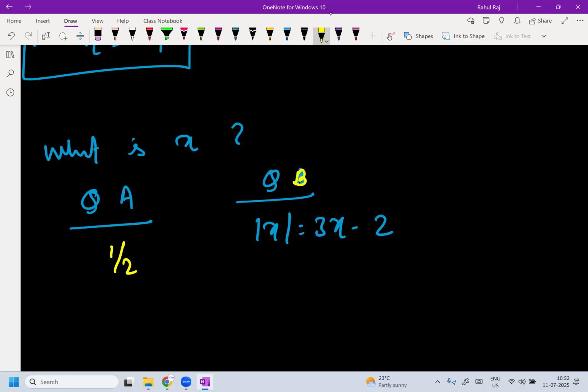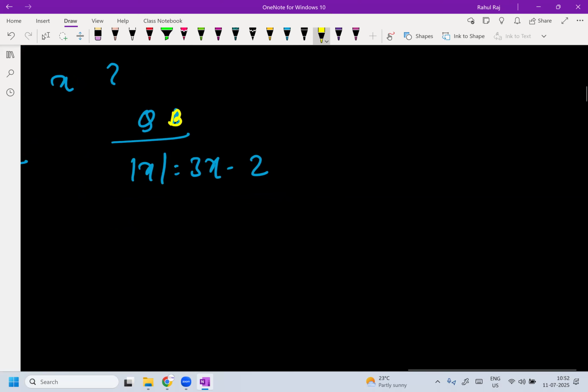Yeah, so quantity B is greater than quantity A. I think that's option B. Perfect. So let's solve, because quantity A is straight away given to you as half here, right? Now let's solve quantity B, because this is something that I have to solve.